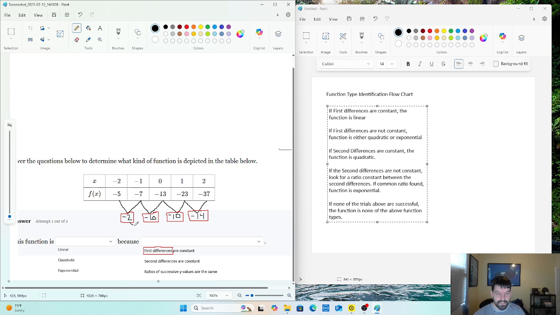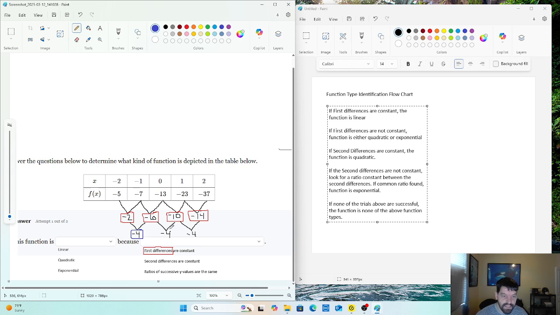And remember, it's consecutive. So the difference from -2 to -6 is going to be -4. The difference between -6 and -10 is -4 as well. And then, lo and behold, the difference from -10 to -14 is -4. So these are the calculated second differences for this table.